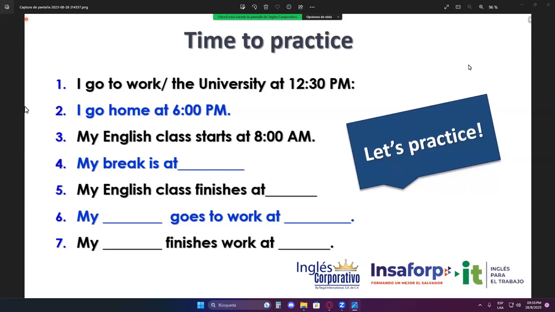Vaya. Go, teacher. In my case, I go to work at 6:30 a.m. I will return home at 7 p.m. My English class starts at 8 p.m. My breakfast is at 7:30 p.m. My English class finished at 10 p.m. And my best friend goes to work at 7 p.m. And my best friend finished work at 7 a.m. Yeah. Ahí estamos. Bueno, solo yo faltaba.